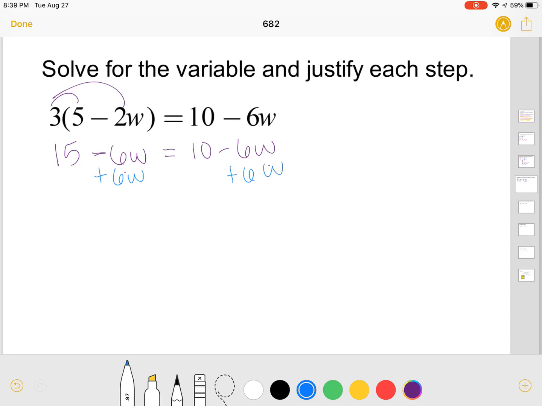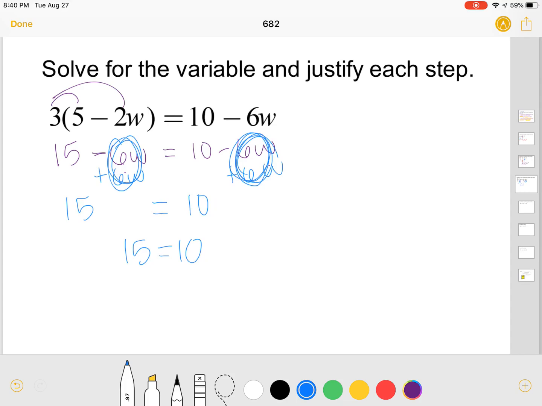So our 15 just comes down. We haven't changed that at all. These eliminate each other to 0. It's equal to 10 minus 6w plus 6w. That eliminates to 0 also. So what we're looking at is just 15 equals 10. So ask yourself, does 15 equal 10?